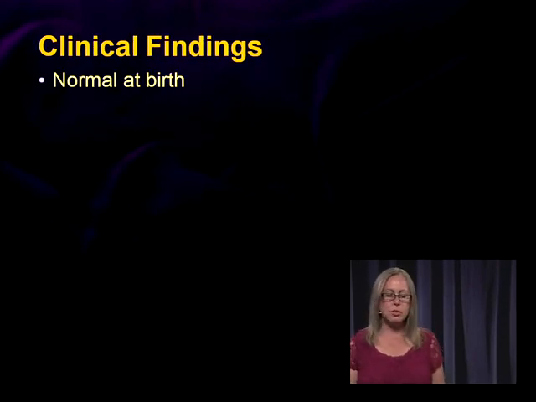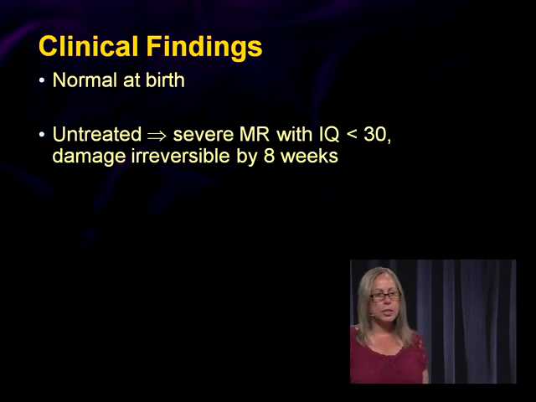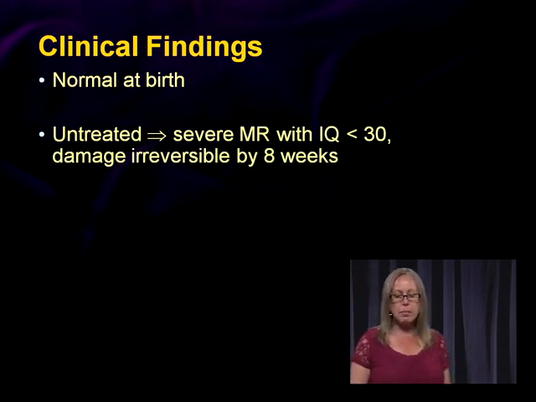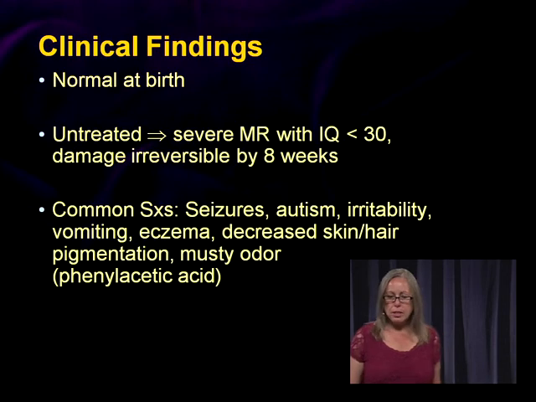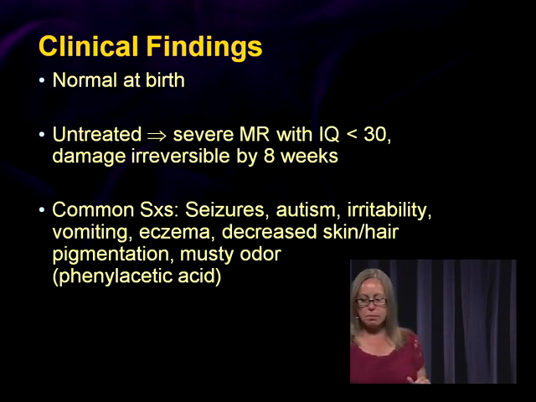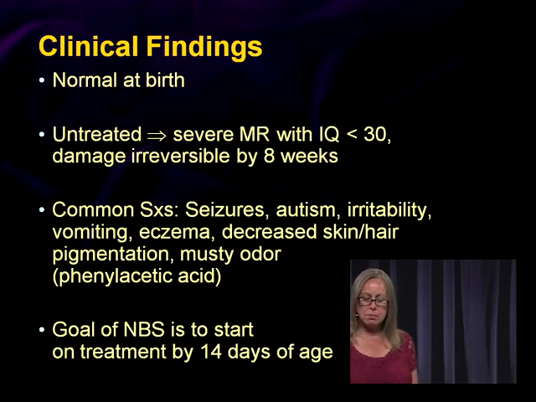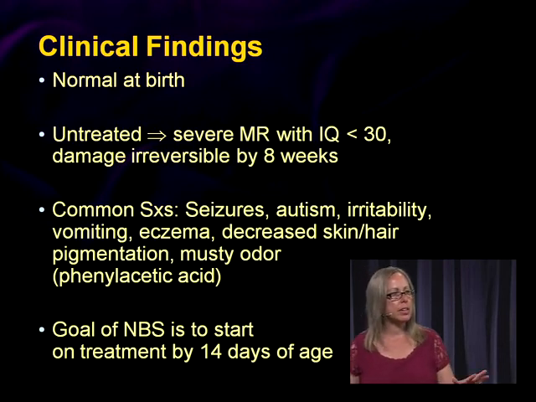So these kids look normal at birth. Untreated, severe mental retardation with IQ of less than 30, and the damage is irreversible by 8 weeks of age. You can have seizures, autism, irritability, vomiting, eczema, decreased skin and hair pigmentation, and a musty odor, which is the phenylacetic acid. The goal of newborn screening is to start on treatment by at least 14 days of age. So you sort of have a little grace period in there to get the parents in and get people started on diet.